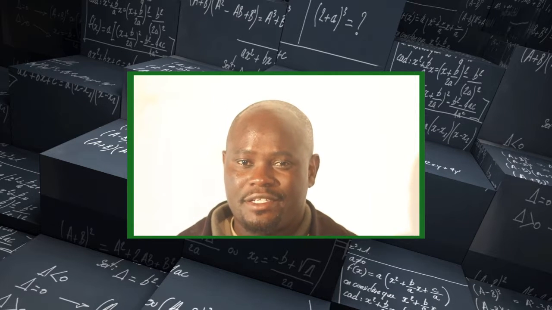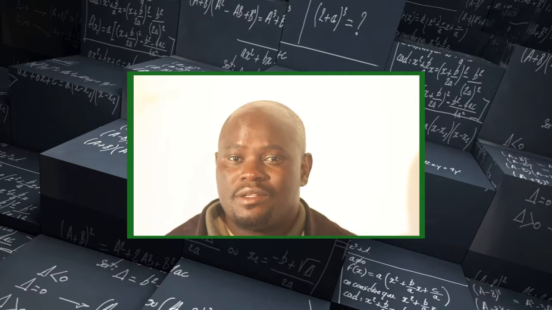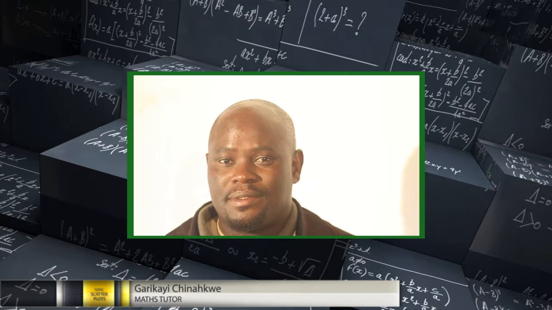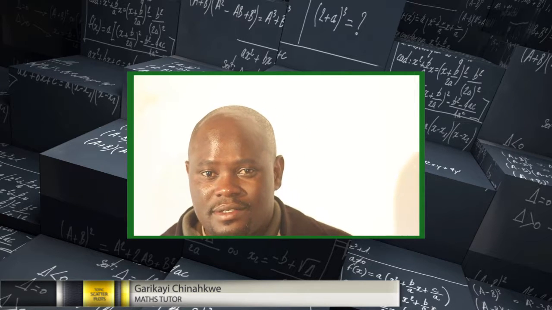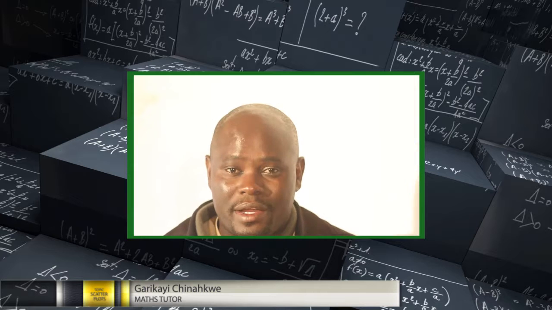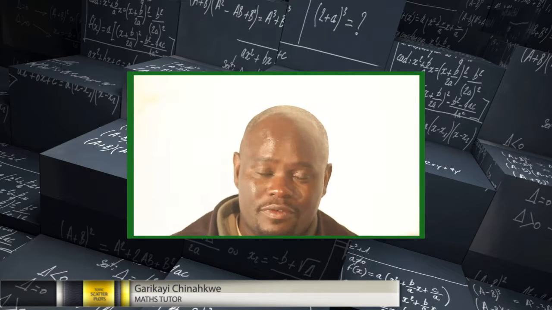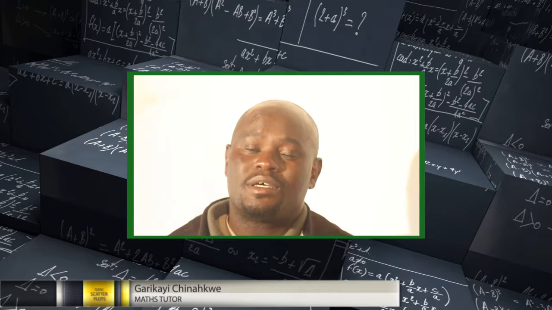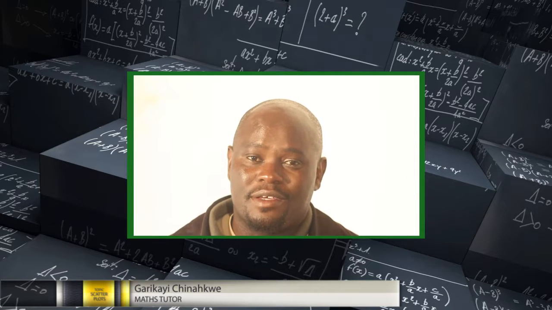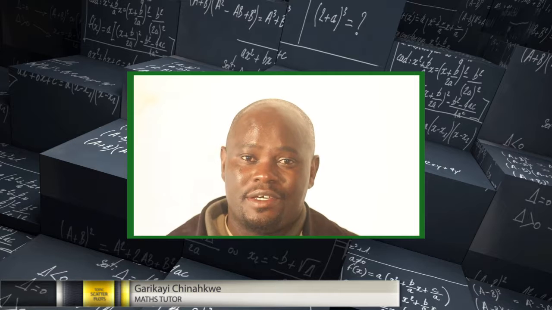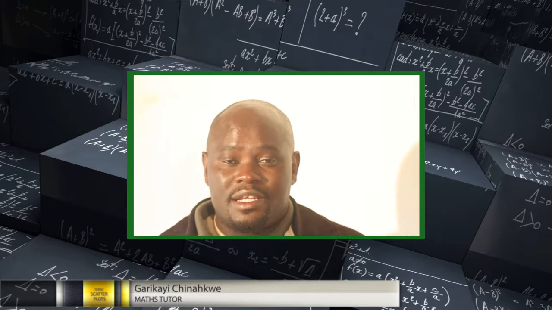My name is Garikai Chinakwe, and we are going to look at probability. Probability is one of the easiest sections in paper one. It doesn't carry lots of marks, but you are supposed to get everything in probability. So let us just look at the simplest question that they ask.